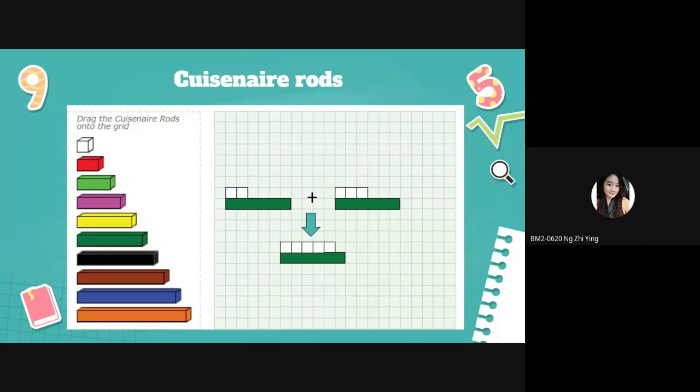Okay, now I will present the Cuisenaire rods, for the question 2/6 plus 3/6. First I will introduce what Cuisenaire rods are. In Cuisenaire rods, each color represents one value. For example, the white color represents 1, while the red color represents 2.